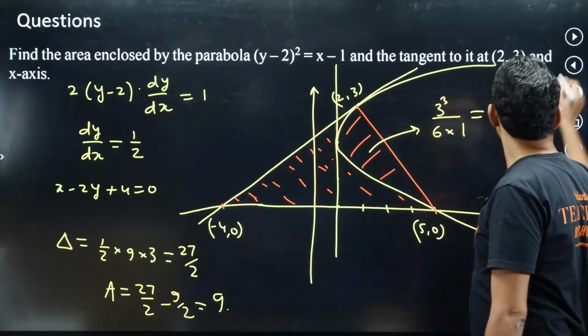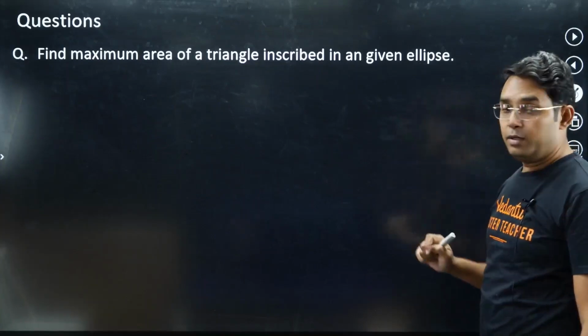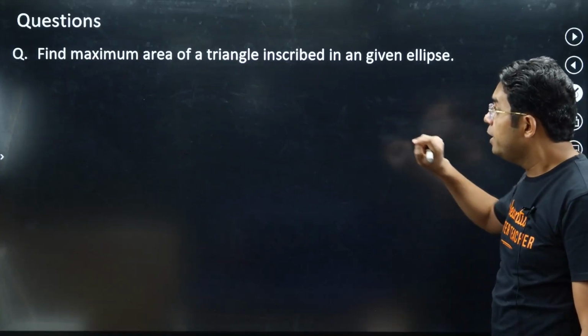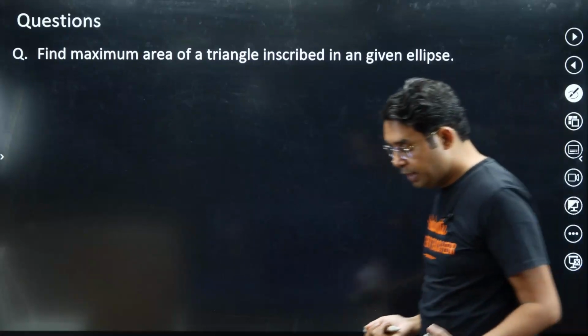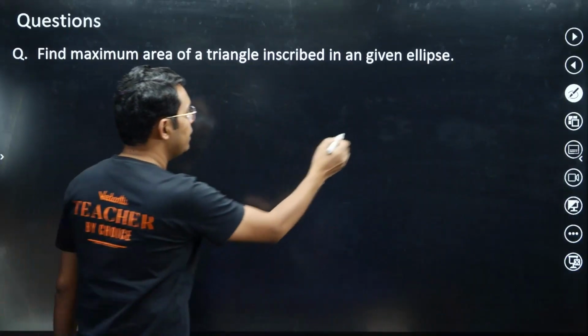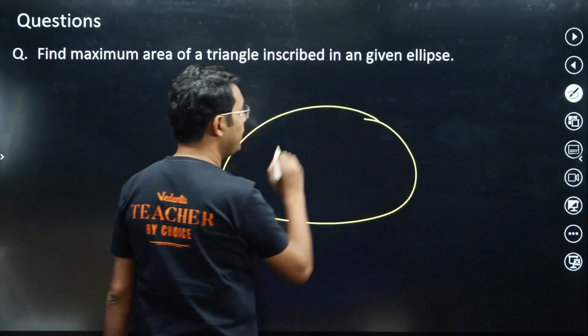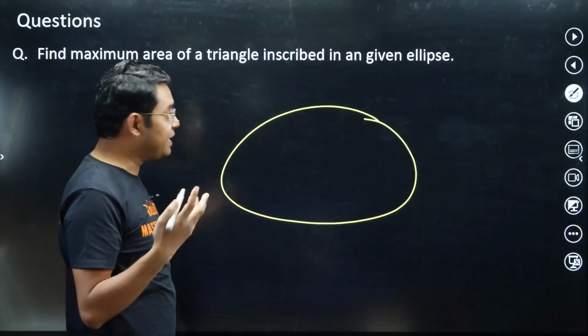Now one more question actually. Find the maximum area of a triangle inscribed in a given ellipse. So what is the question? You are given some ellipse and you have to find the area of the triangle which is maximum possible.